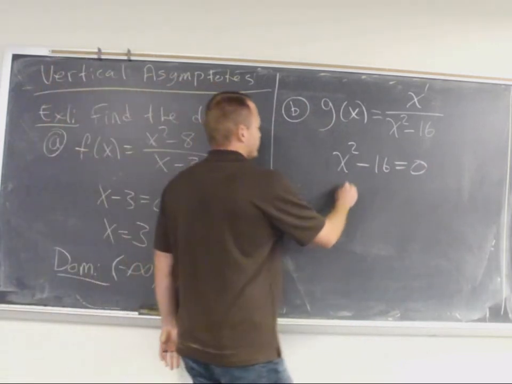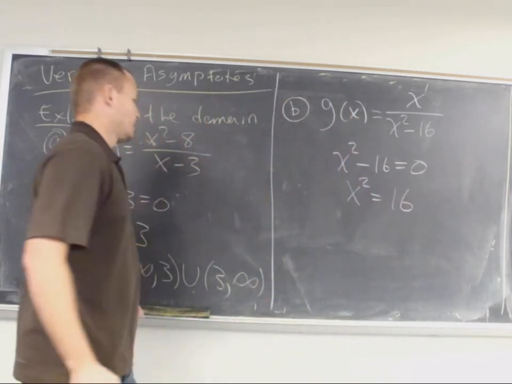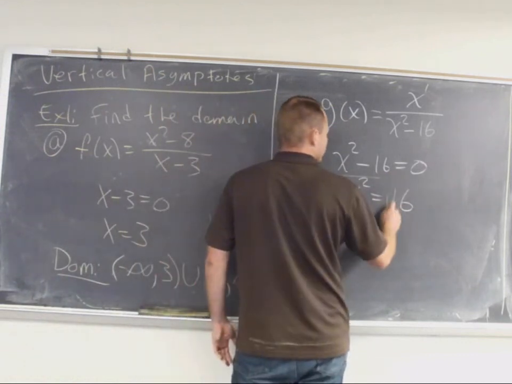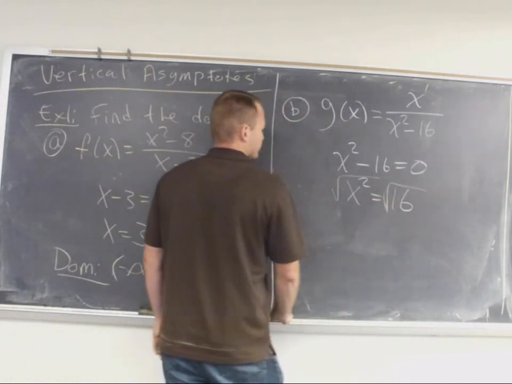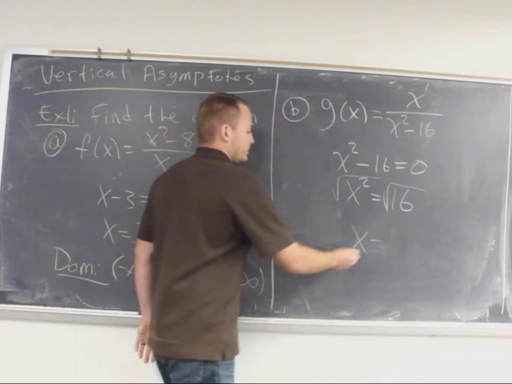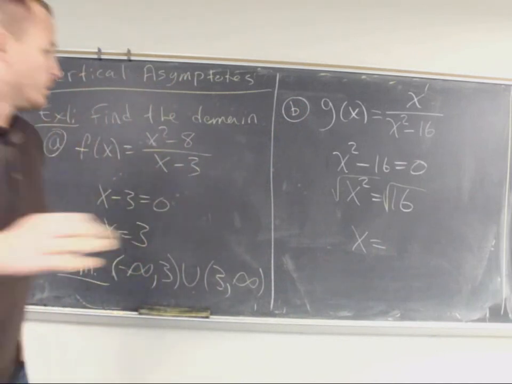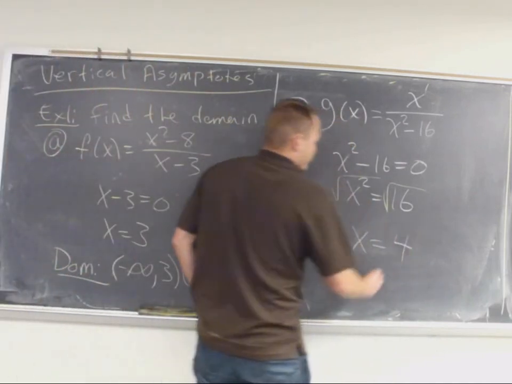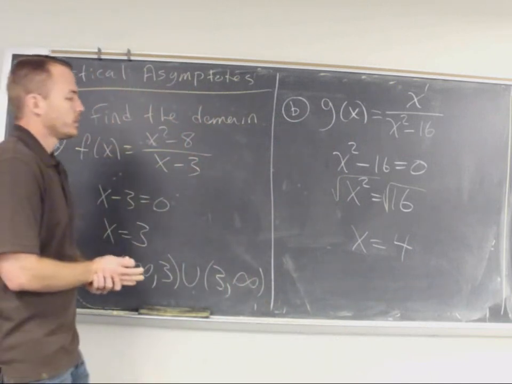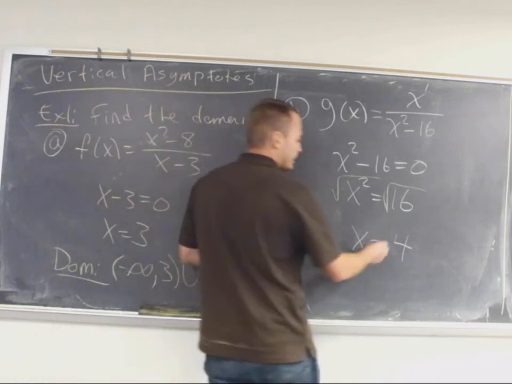Add 16 to both sides. And then, to get rid of a square, we need to square root both sides. So on the left side, I'm left with x, and then that's equal to, the square root of 16 is 4. All right? But what is wrong with that answer? Anytime we introduce a square root, we have to account for the plus and the minus.